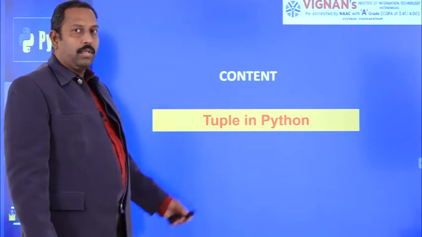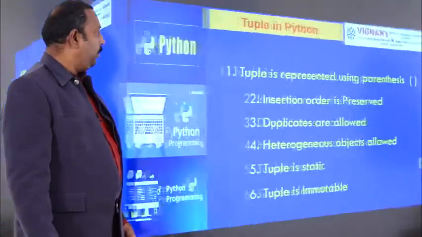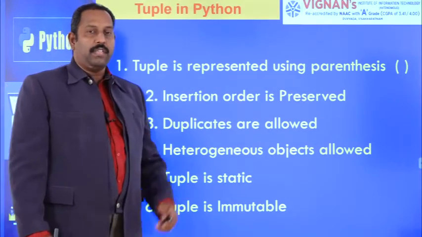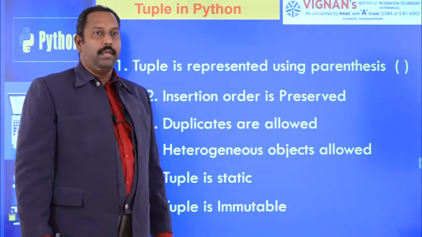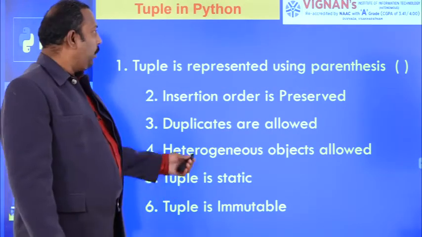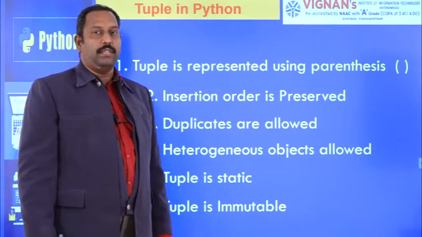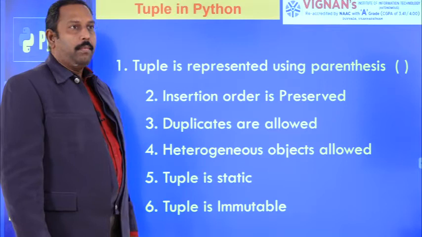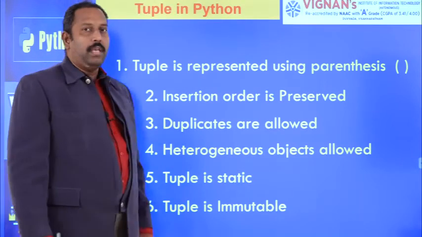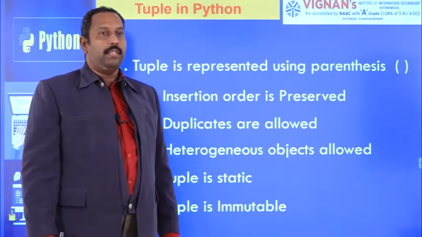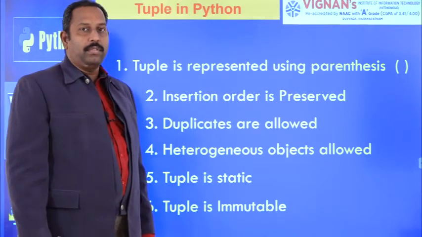Explain the tuple concept in Python programming. So we already discussed the list data structure in Python. A tuple is also just like a list. The difference is that a list is mutable and a tuple is immutable. That means we cannot change the values in the tuple.